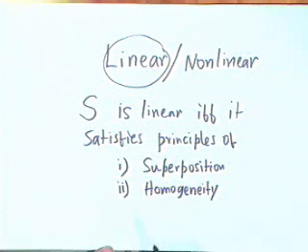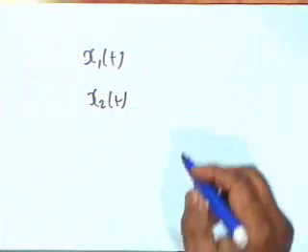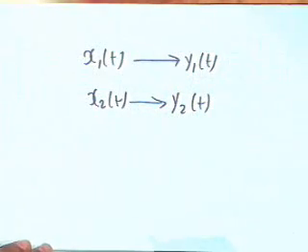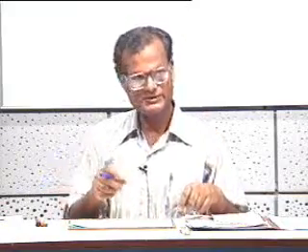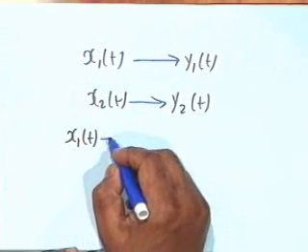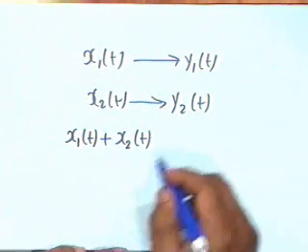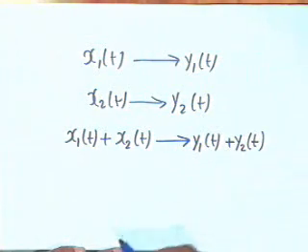Superposition means that if you have two signals, x1(t) and x2(t), applied separately to the system, and x1 of t leads to y1 of t, x2 of t leads to y2 of t. You make two measurements: apply x1, measure the output y1, apply x2, measure the output y2. Then if you apply both of them simultaneously, and the system obeys superposition, the output should be the superposition of the two separate outputs. This is the principle of superposition.